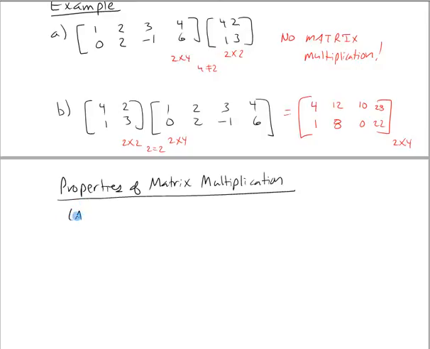So AB times C, and remember A, B, and C are all matrices. This stands for the associative property of matrix multiplication. And of course, for this to work, all of the dimensions are going to have to match up. So if we have 3 dimensions that are matching up here, it doesn't matter if we take A times B first or B times C first. So this is the associative property of matrix multiplication.